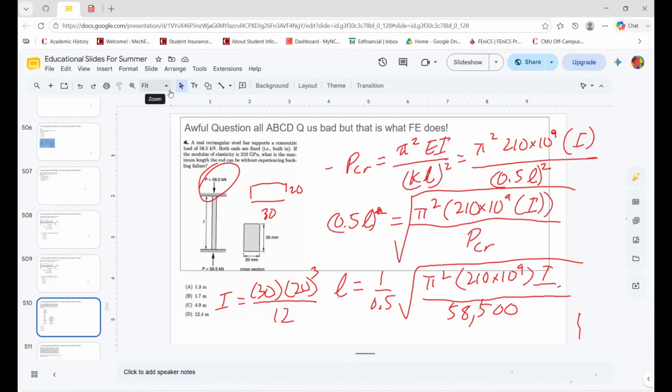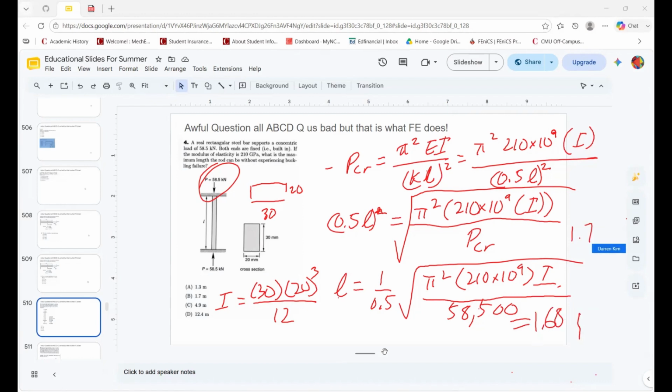Okay, so let me input it. With this, I get about 1.68 or 1.7. So it's B. Yeah, this one's B. And you might be asking, yeah, that's definitely B. That's how you solve it. So make sure to do that. And yeah, we can now move on.